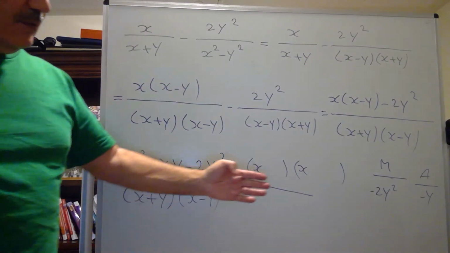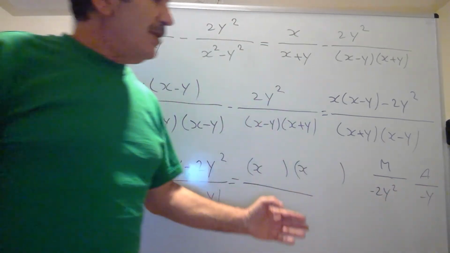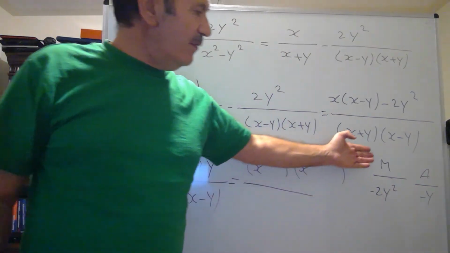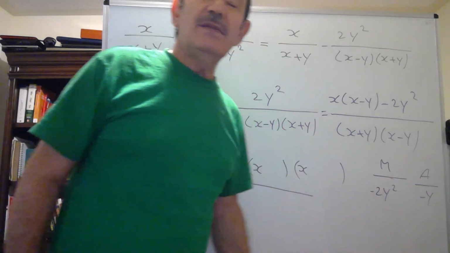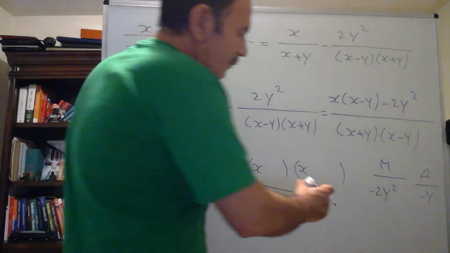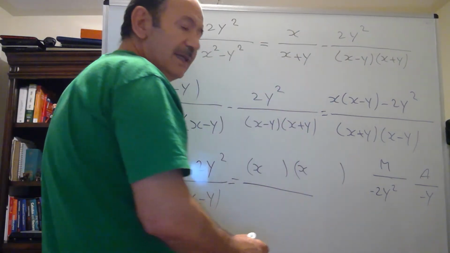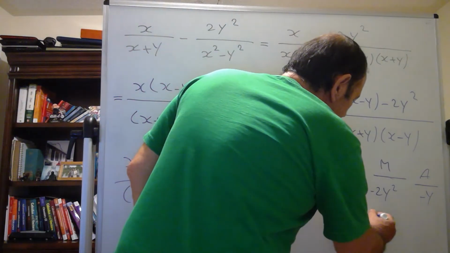Because look, we have y common in both of them. We should find two numbers that, when we multiply them, the result is negative 2, and when we add them, the result is negative 1. What are those numbers? Because the product is negative, the two numbers should have different signs. So the numbers are going to be 1 and 2.